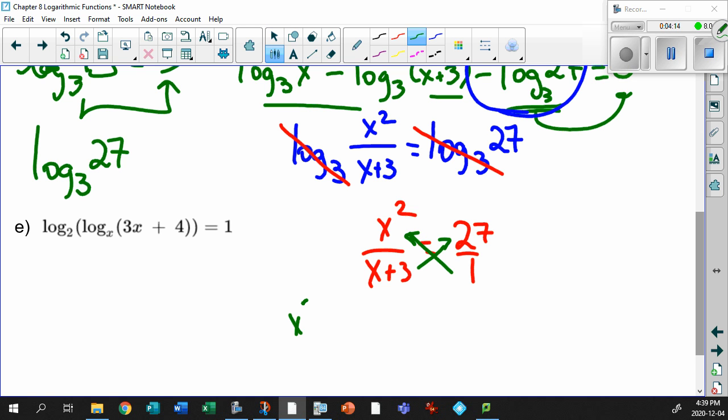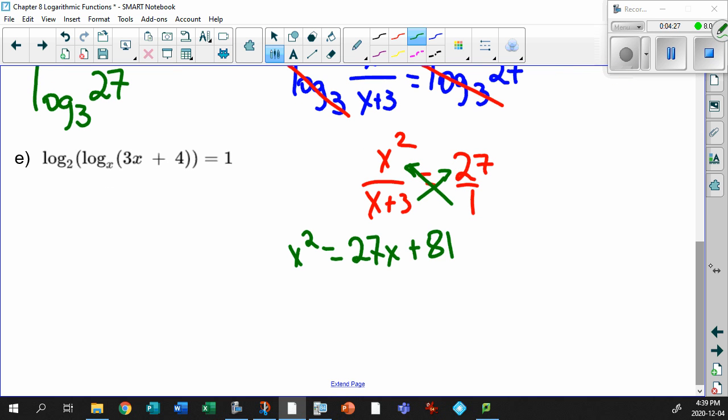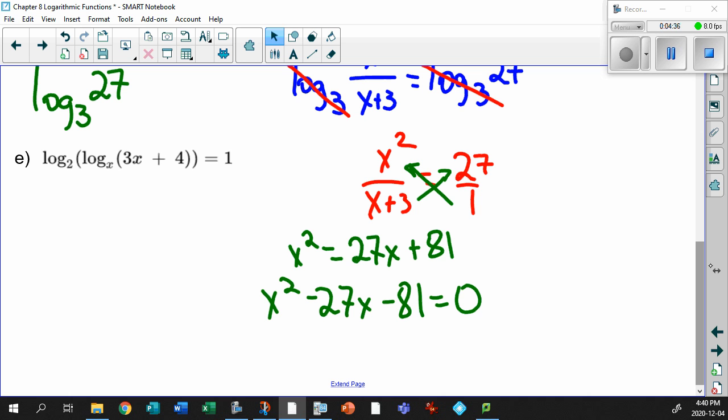Boom, we got x squared equals 27 times x plus 27 times 3, which is 81, right? Bring it all over to one side, okay? Because guess what we're going to do now? You betcha, PSA it. The problem is, PSA is not going to work.